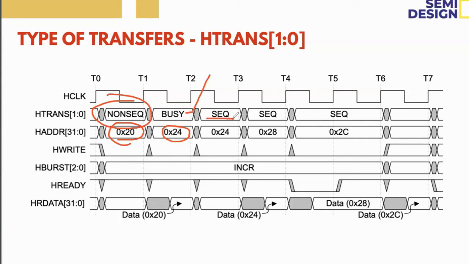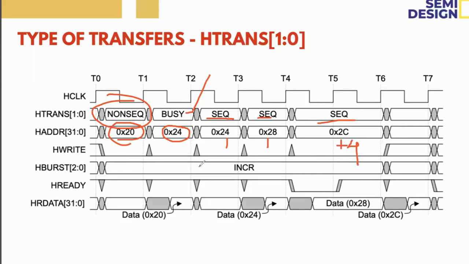Next is the sequence transaction. Here the master is now ready to send the transfer, that is a sequence transfer, and the master ignores any data the slave is providing. Next is also sequence: 24 after 28 means it is doing a plus 4 increment. Then here also 2C, again plus 4 increment. That is how the sequential manner works. So these are the different transfers we have: non-sequence, busy, sequence and idle.